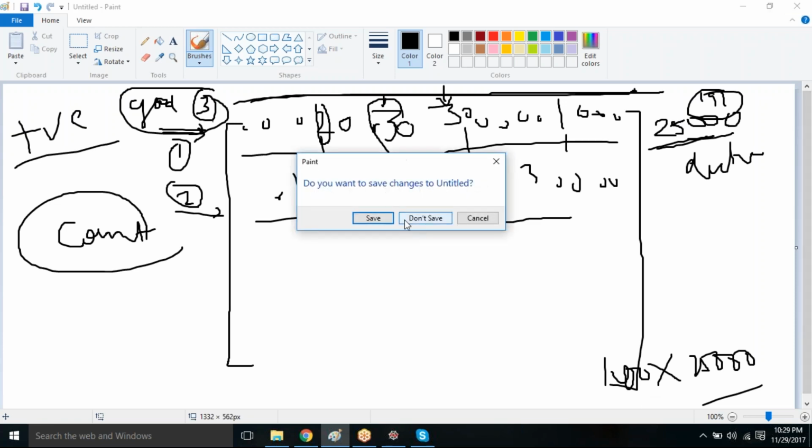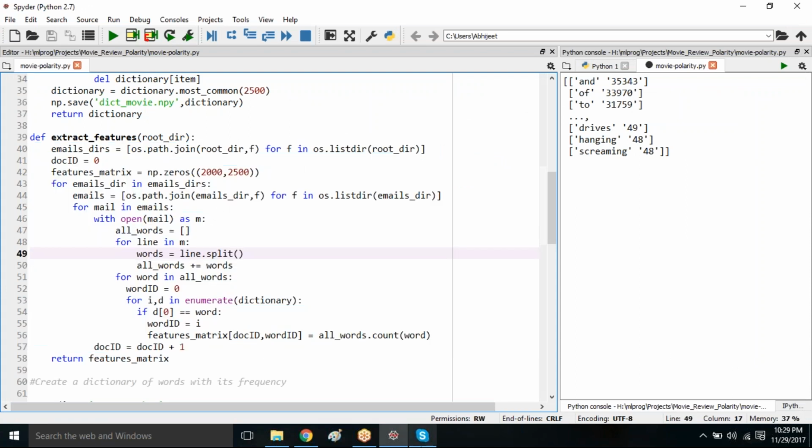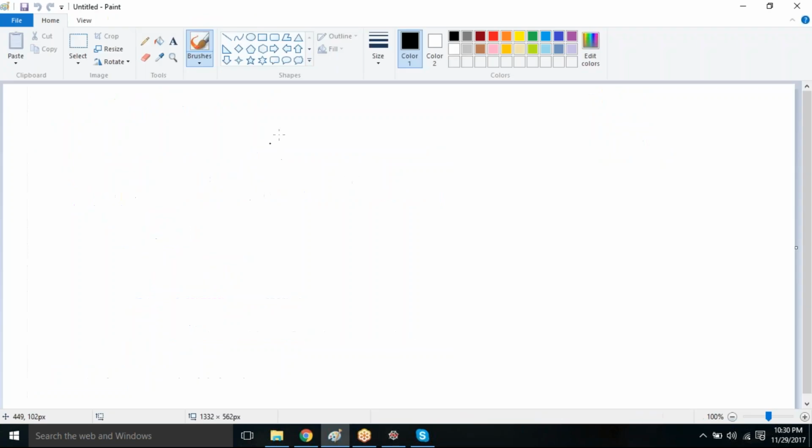So this whole concept is put into here, extract features. Again, I am passing the root directory. So what was the matrix size? 1,000 into 25,000.